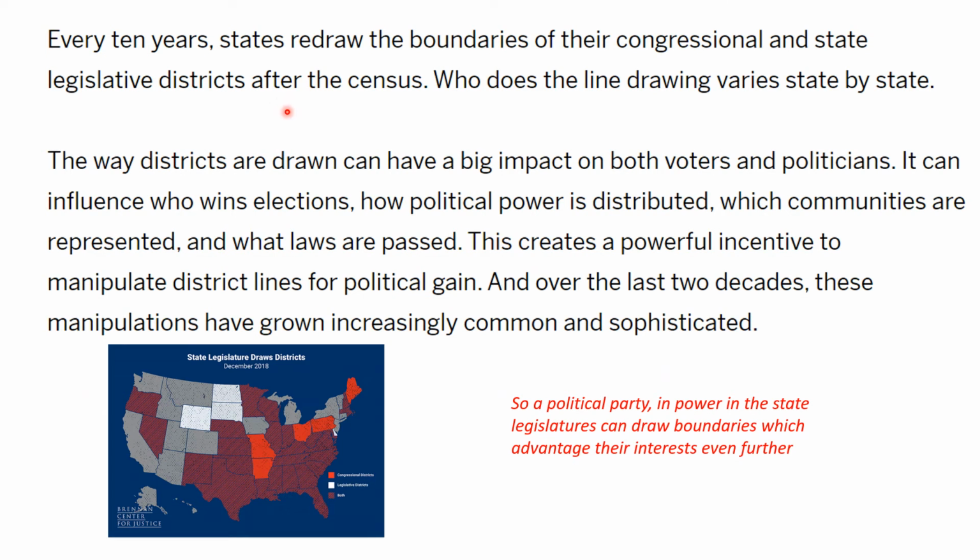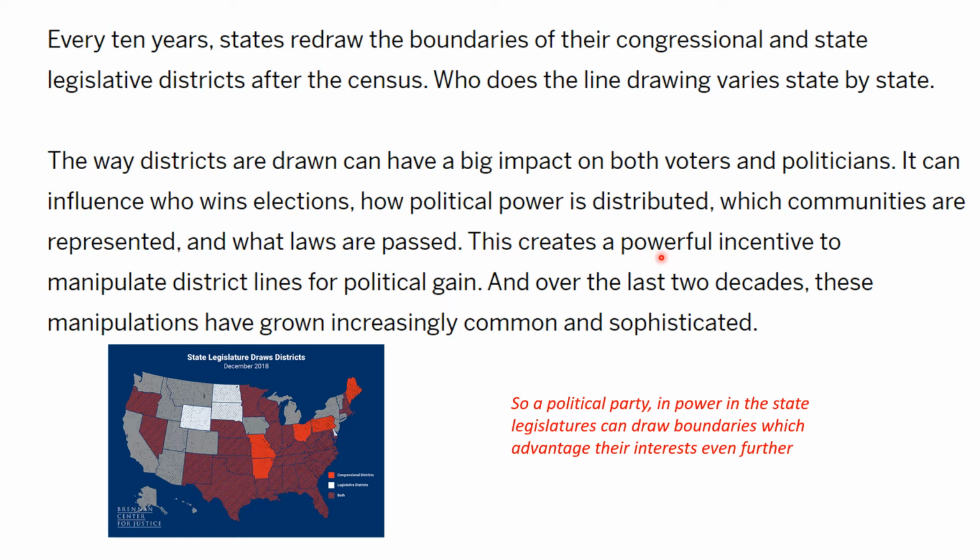Based on the census, the states redraw the boundaries of their congressional and state legislative districts, and the party who is in power draws the boundaries. So the way districts are drawn can have a big impact on both voters and politicians. It can influence who wins elections, how political power is distributed, which communities are represented, which communities are not well represented, and what laws are passed.